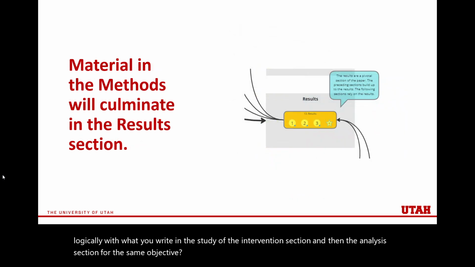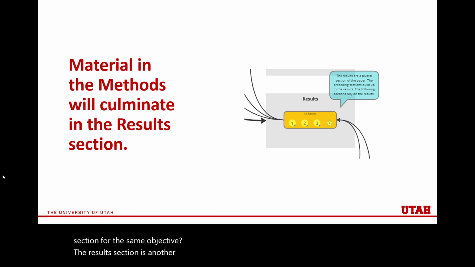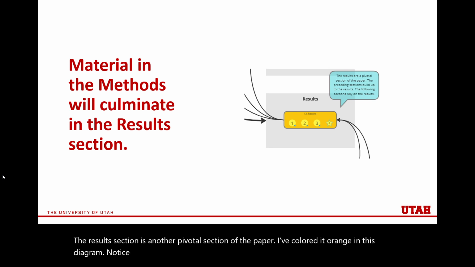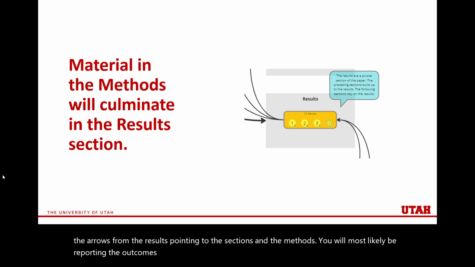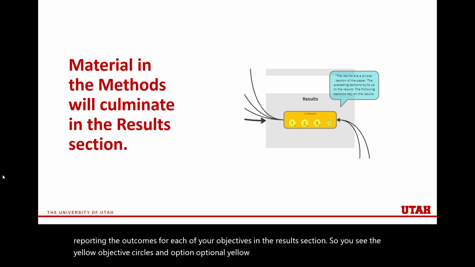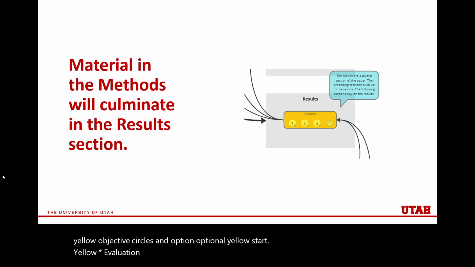The results section is another pivotal section of the paper. I've colored it orange in this diagram. Notice the arrows from the discussion section pointing to the results, and notice the arrows from the results pointing to the sections in the methods. You will most likely be reporting the outcomes for each of your objectives in the results section. So you see the yellow objective circles and optional yellow star evaluation objective included in the results section.